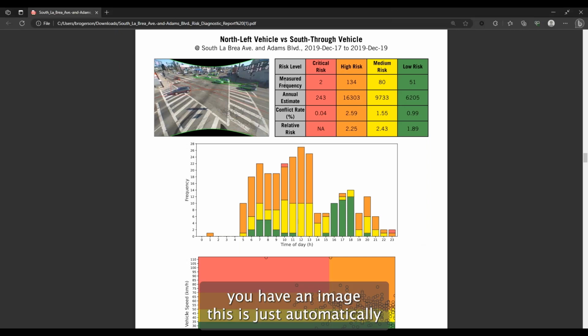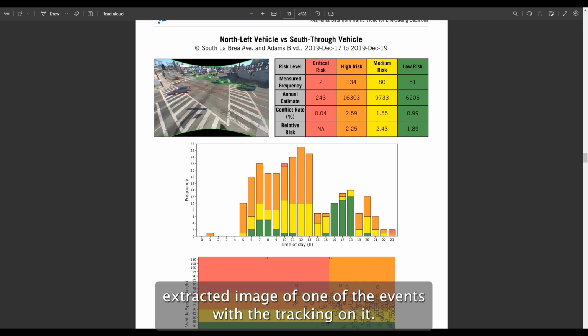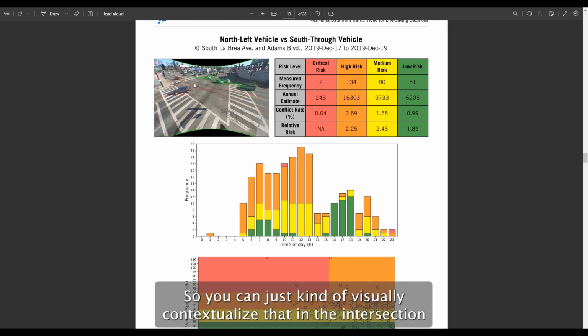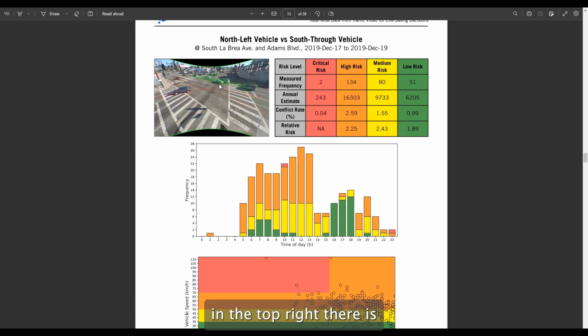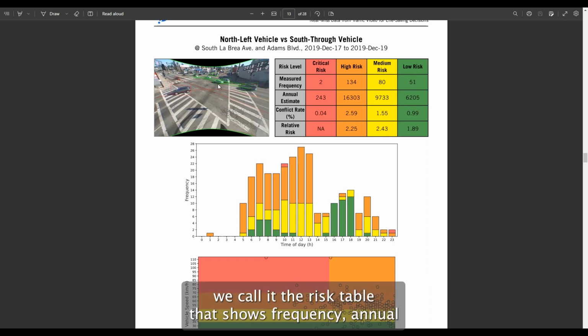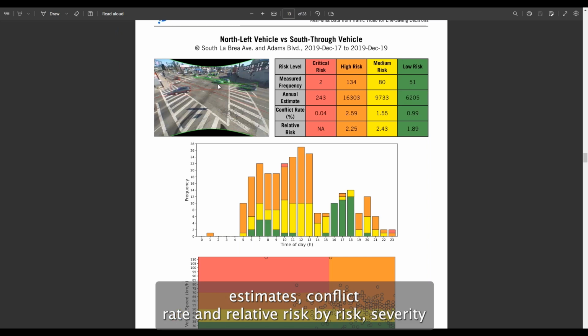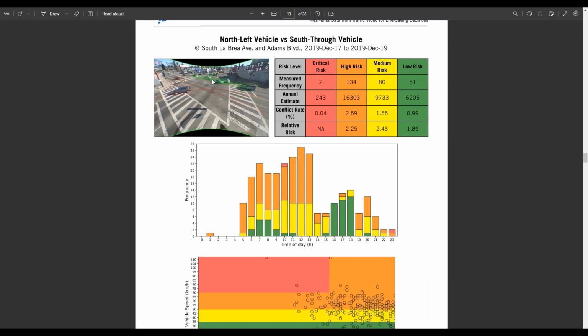This is just an automatically extracted image of one of the events with the tracking on it, so you can visually contextualize that in the intersection. In the top right, we call that the risk table that shows frequency, annual estimates, conflict rate, and relative risk by risk severity.